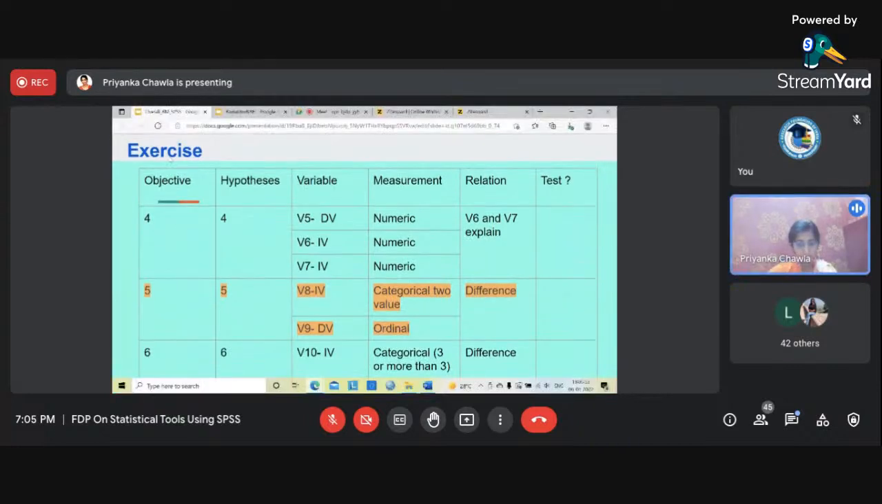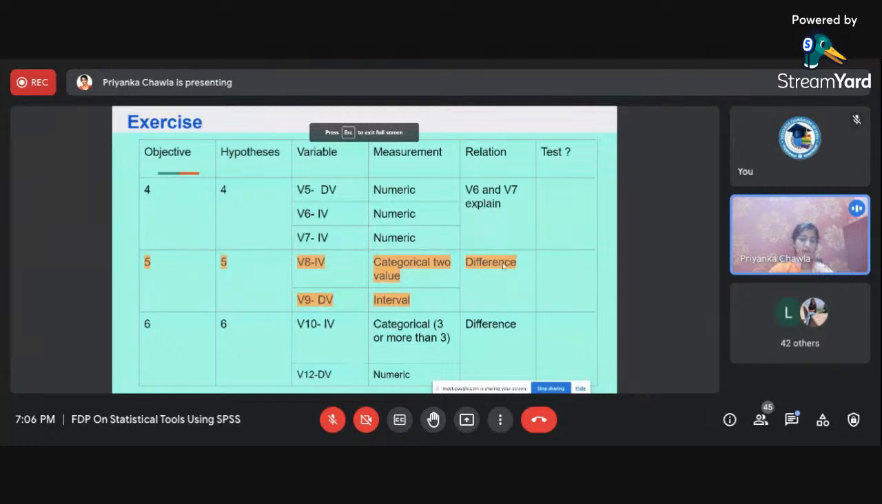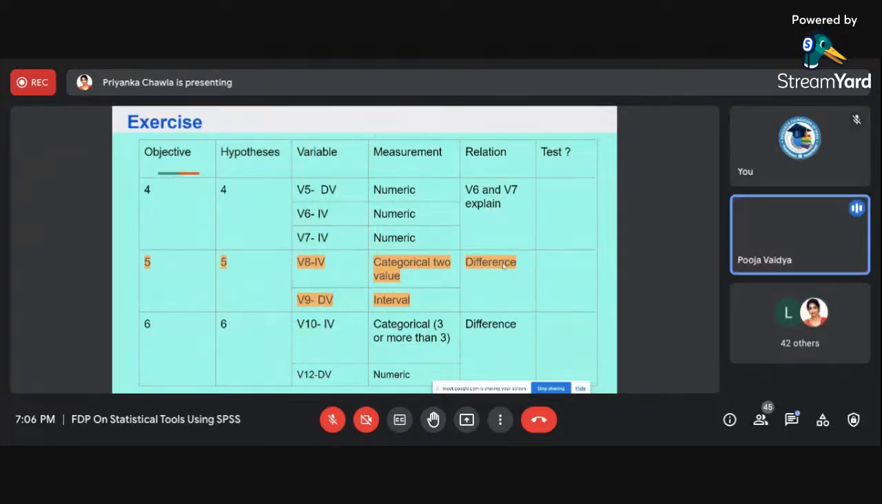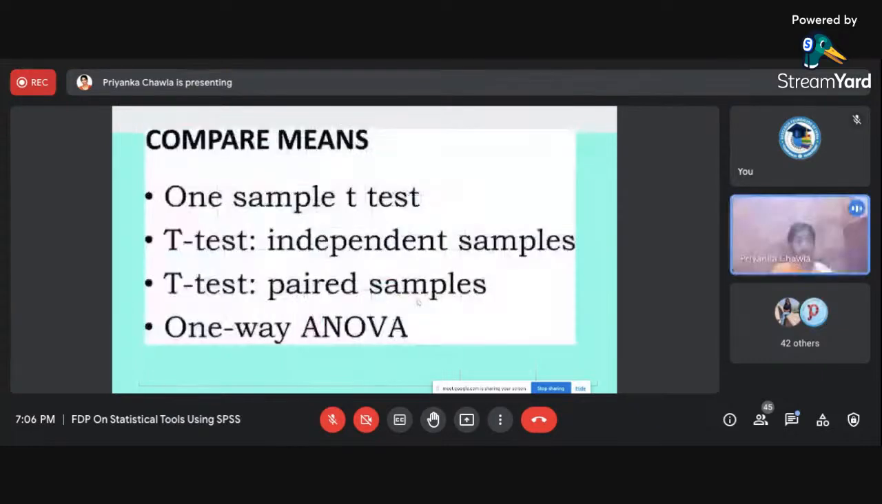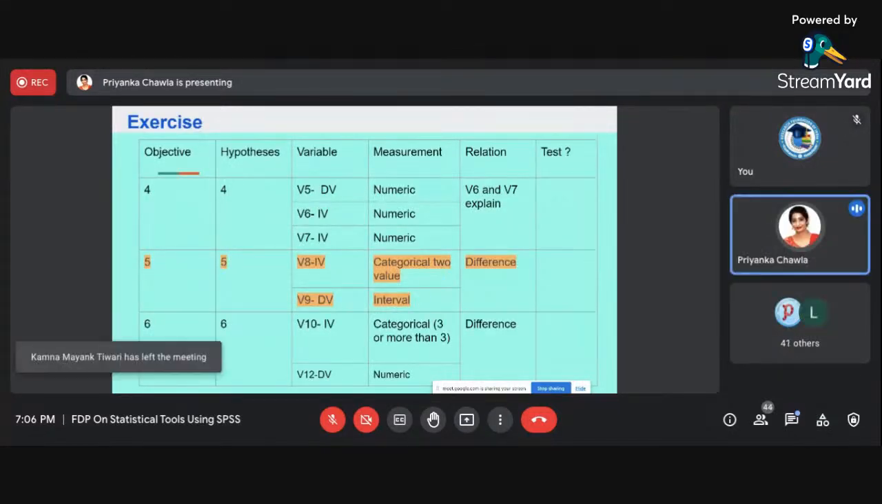But my question was, the dependent variable is measured on a numeric or interval scale. Okay? And the independent has categorical 2 values. Which test is appropriate? Ma'am, the Kruskal one? Sorry? There was a test that you showed right now, that Kruskal something, na? No, I'm talking about interval scale here. I'm talking about interval, not ordinal.